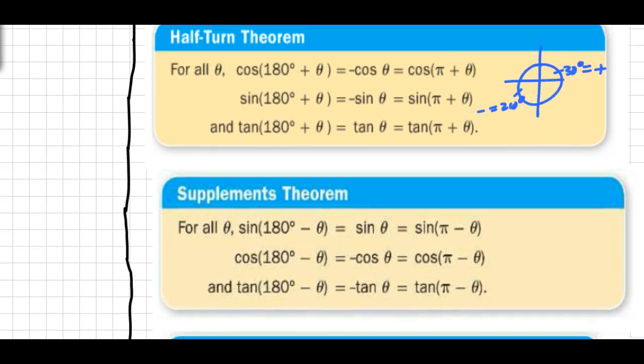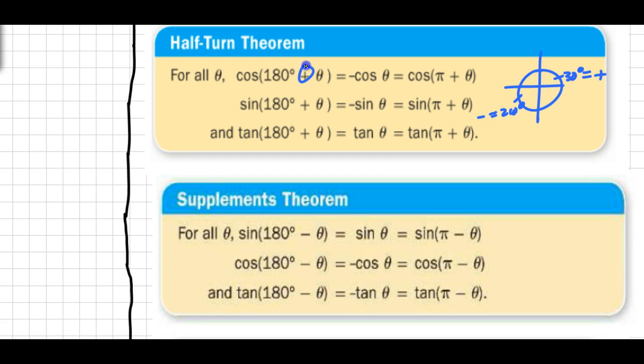For the supplements theorem, notice that in the half-turn we're adding 180, and in the supplements theorem we are subtracting. Keep in mind that the word supplements theorem comes from the fact that supplementary angles are going to add up to 180. So if I take a 30-degree angle and I take 180 minus that, I'm going to end up at 150, for example.